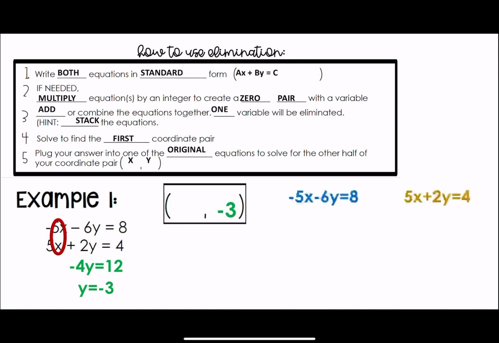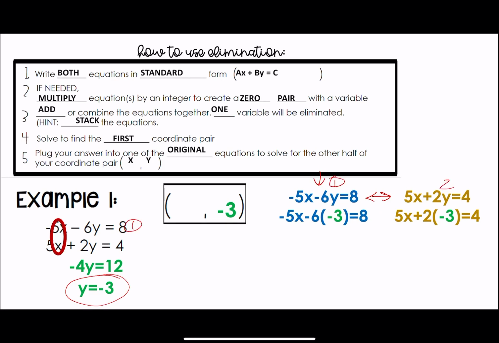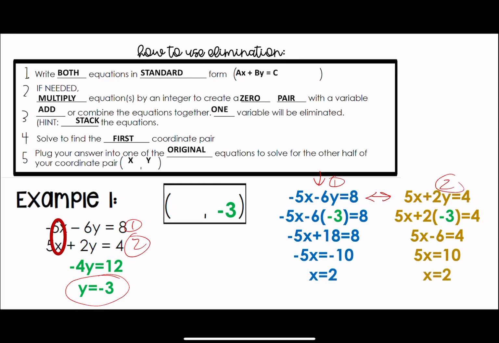Remember, I always recommend you write the equation you're using first, which is what I'm doing here. And then our y is equal to negative 3, so we're going to substitute it in. If you're doing the first equation, stick with that one. If you're doing the second, stick with that one. So you substitute the negative 3 in, you simplify it, then you move that constant over, divide by the coefficient, and you get x equals 2.